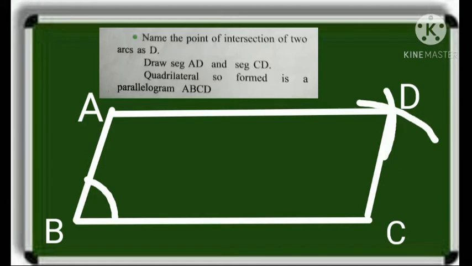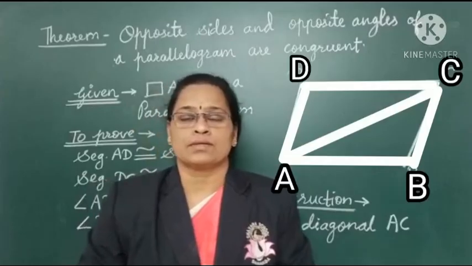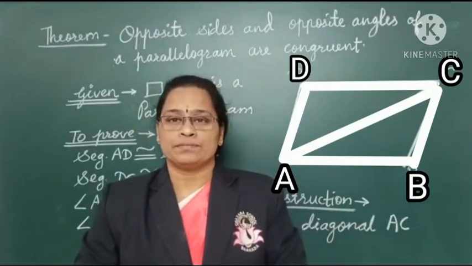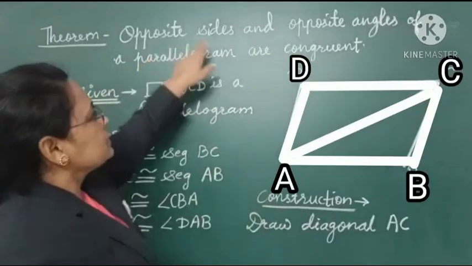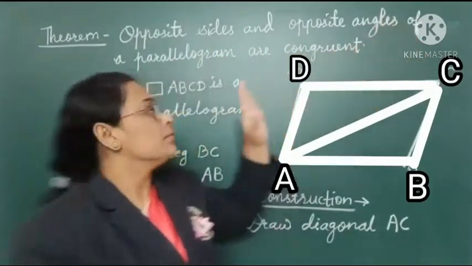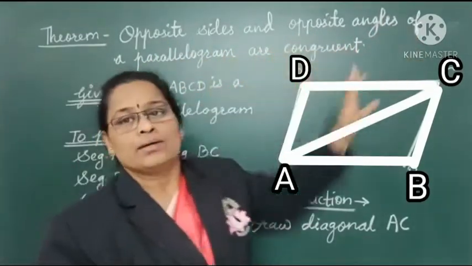Whenever you draw the quadrilateral for proving the theorems or solving an example, it will be a rough diagram of the parallelogram, but a parallelogram is drawn in this way also. Let's see the properties of a parallelogram. The first theorem we'll see is that opposite sides and opposite angles of a parallelogram are congruent.